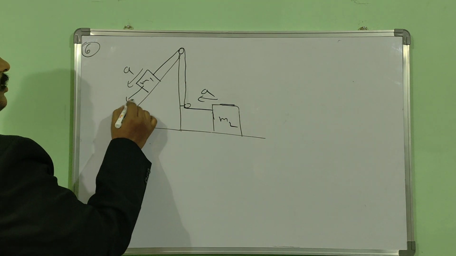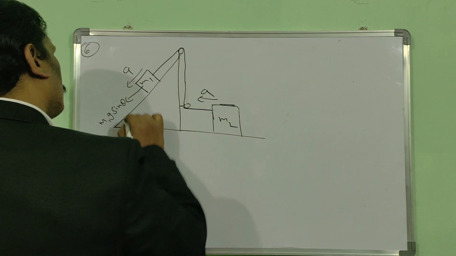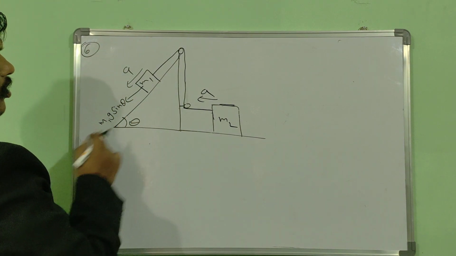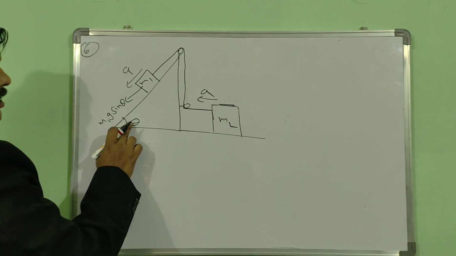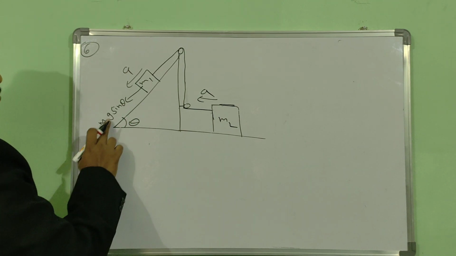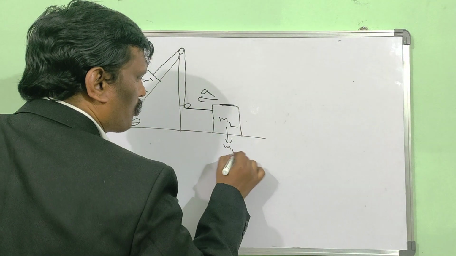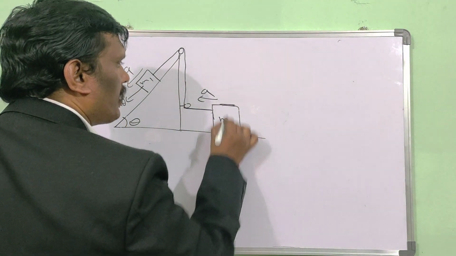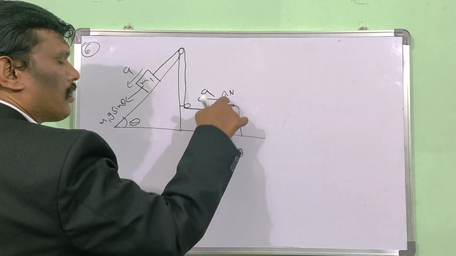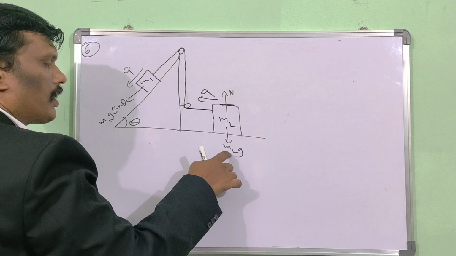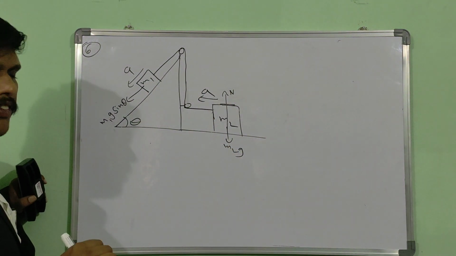What is the weight acting here? m1g sin theta, where theta is the angle of inclination. Here the weight is m2g, but this weight is balanced by the normal force. Both are equal and opposite and get cancelled. This weight is not involved in the calculation of net weight.